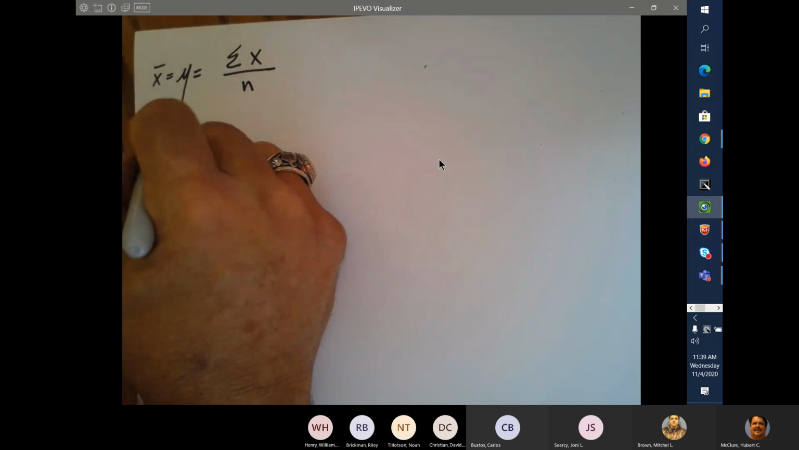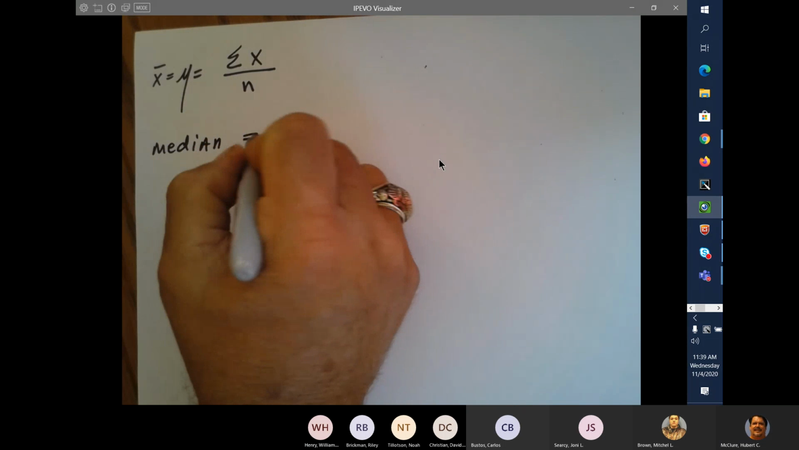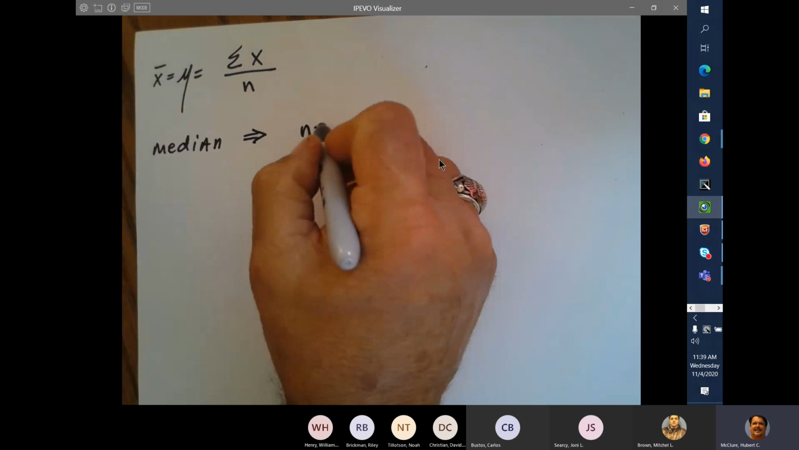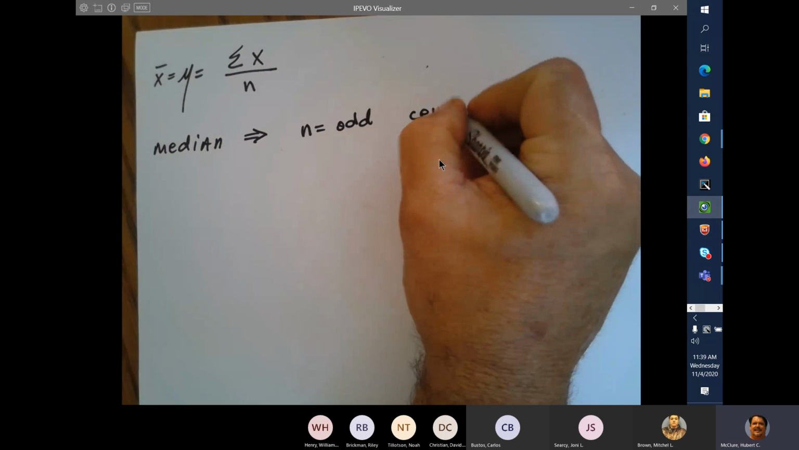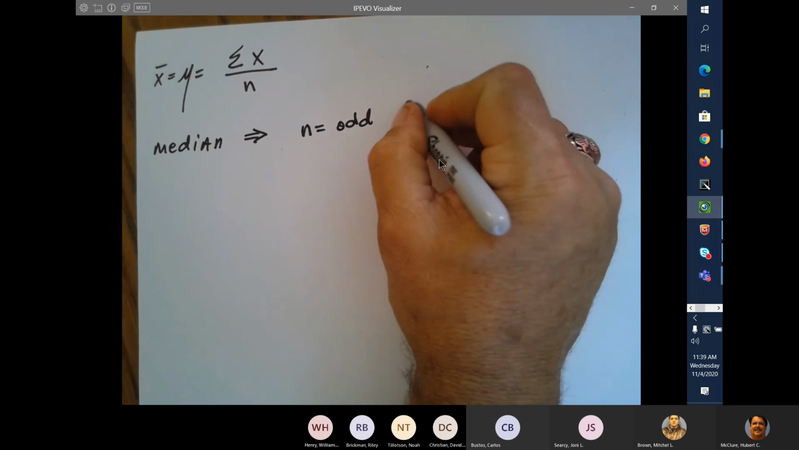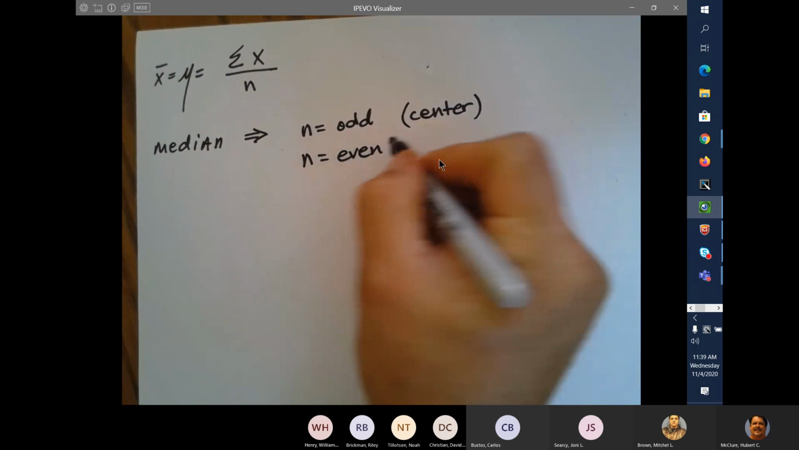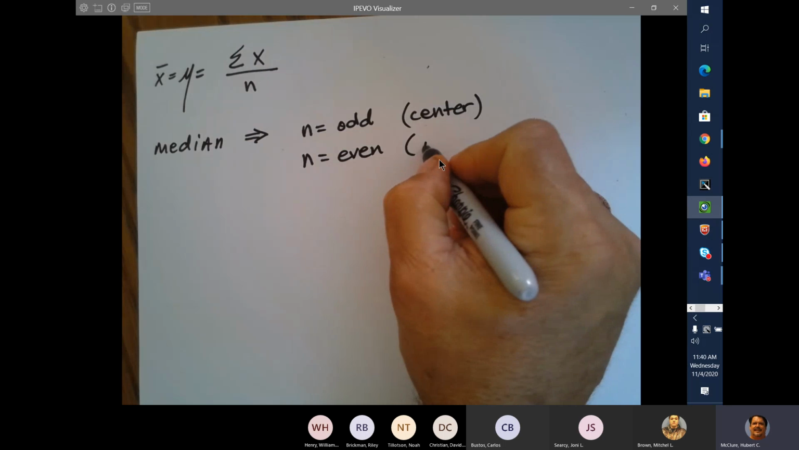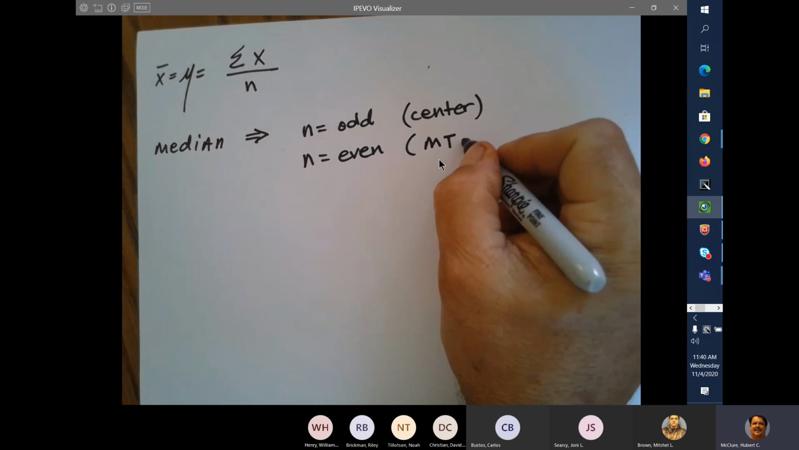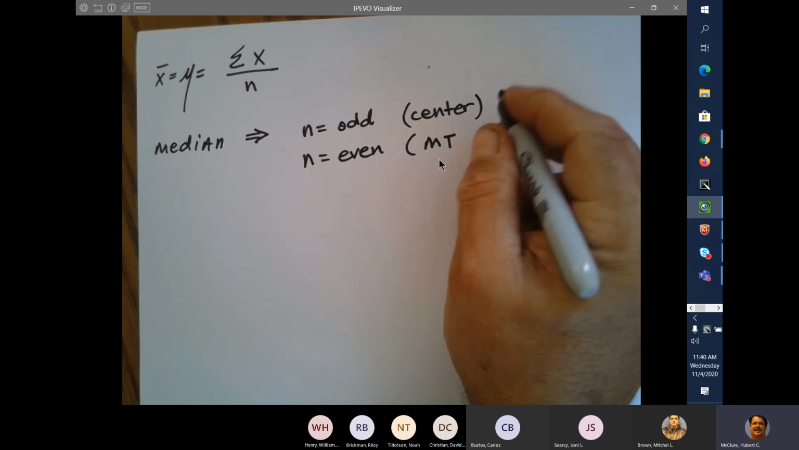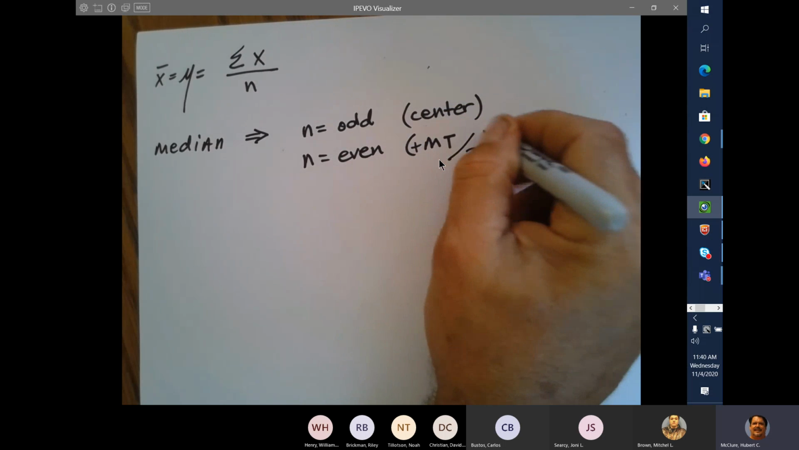Median. The median is the calculated middle. If N is odd, you just find the center. If N is even, you find the middle two terms, add the middle terms, and divide by 2.